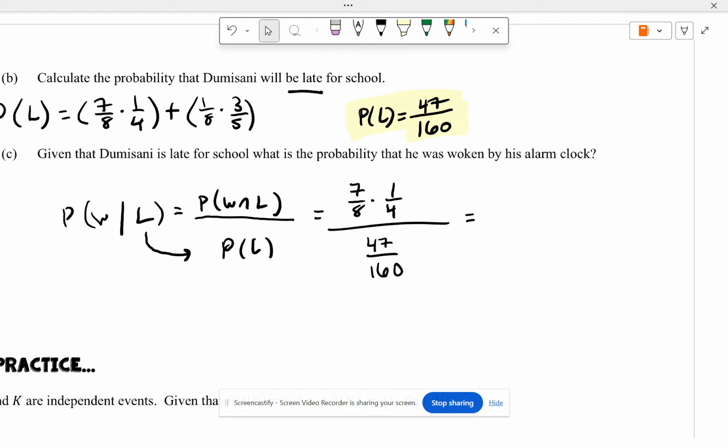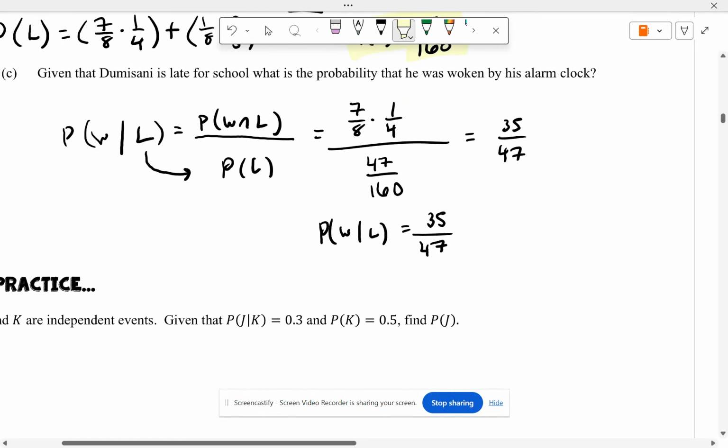What'd you get? 35 out of 47. Can confirm. Anybody else get 35 out of 47? Yes. Okay, so let's put our statement all right here at the end. So given that he was late for school, the probability that he was woken up by his alarm clock is 35 out of 47. Okay.